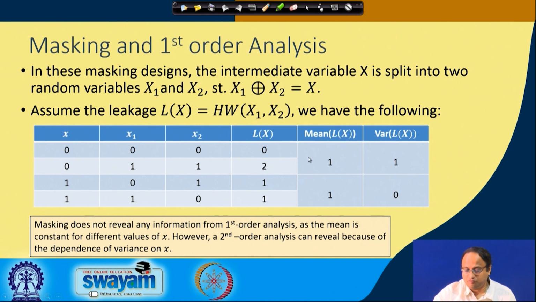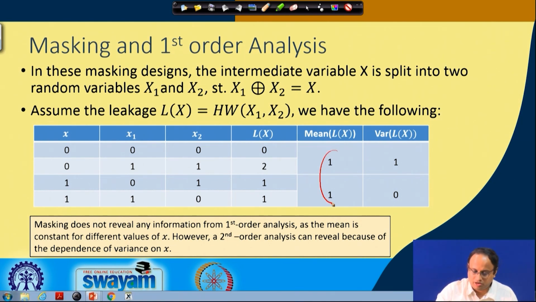So from the first order point of view, when we are applying first order statistics, that is when you are computing the mean and doing DOM or correlation power attacks, as we have seen, the mean is not leaking any information. That is why this is potentially secured against first order attacks. But if you observe the variance, you will see that here the variance is significantly larger compared to here. The variance here is 0, whereas here the variance is 1. Therefore, if I try to do a second order analysis, this will still reveal the secret because of this dependence of variance on x.